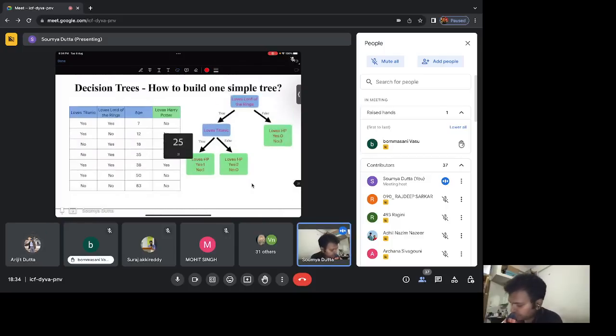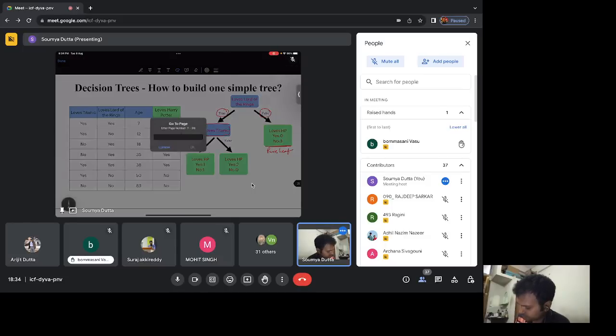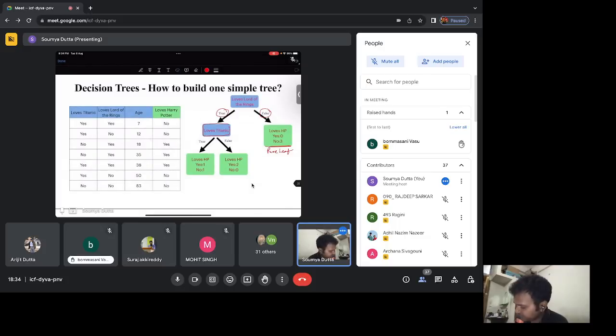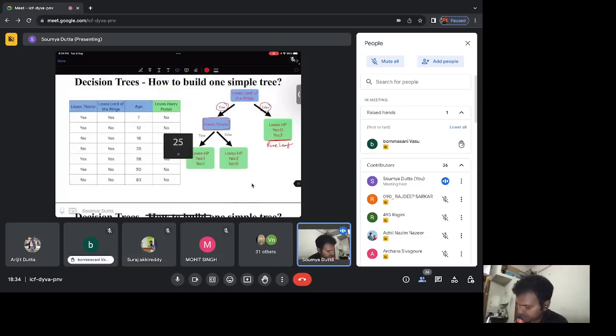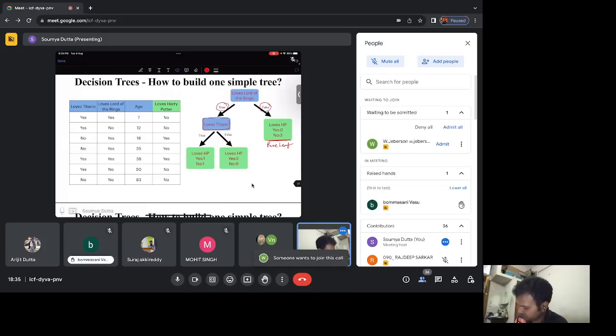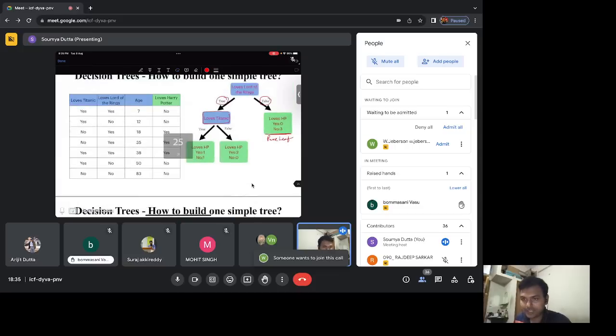So here, what you have done is you have already split based on loves Lord of the Rings, and now you have got a pure node here. So this is a pure leaf, and then you have come to this node, which has loves Harry Potter 3 and 1. Now you can split it again based on age or loves Titanic. I'm showing loves Titanic here, and I'll also show age once.